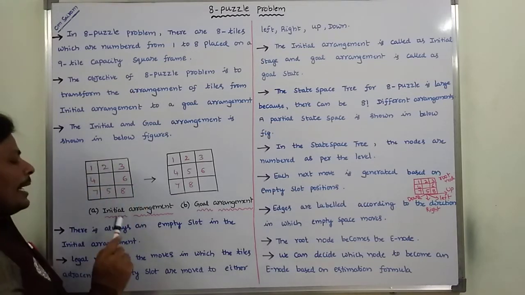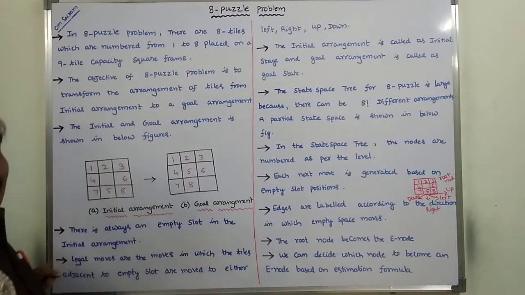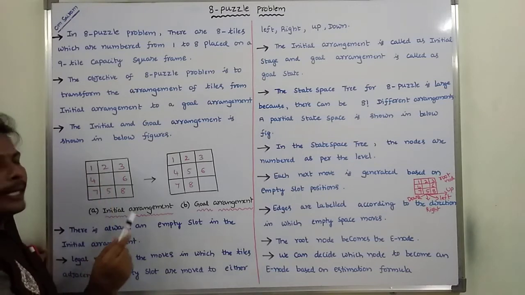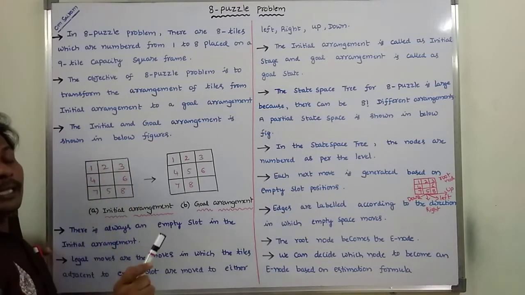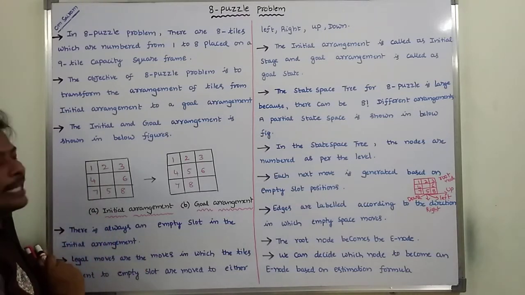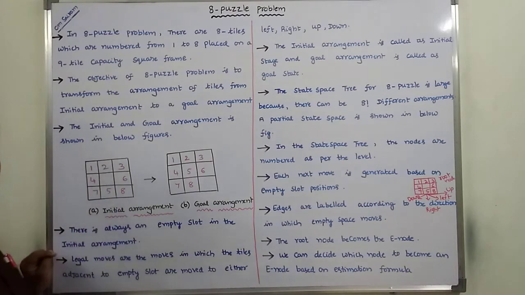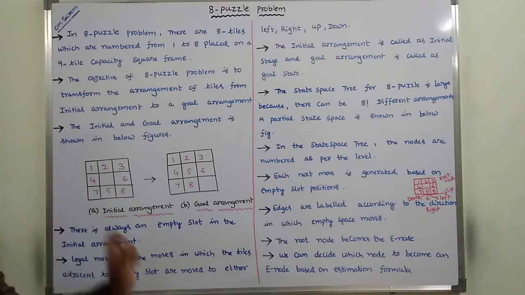Next point. There is always an empty slot in the initial arrangement. In that initial arrangement, there is one slot that is empty. That slot is called the empty slot. It does not contain any tile.